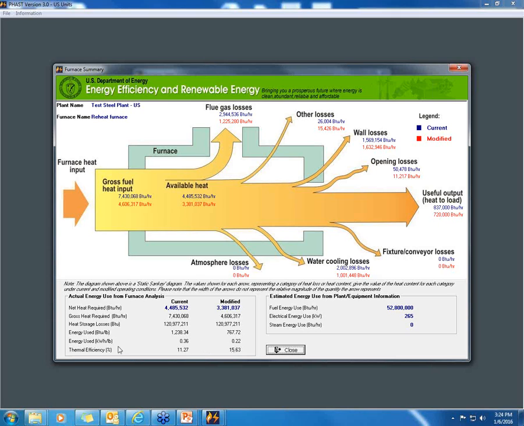This tool also gives you BTU per pound. These are energy intensity numbers. So in the current condition, you are at 1,238 BTU per pound. This much heat energy you are consuming per pound of material processed, and under modified conditions you are consuming less energy. And now you can use BTU per pound numbers to benchmark your reheat furnace with other reheat furnaces.